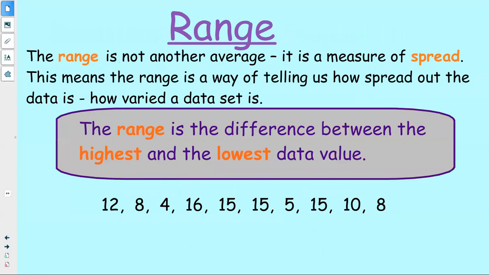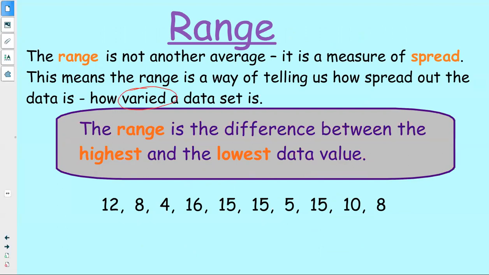Range. Let's go on to the range. So the range is not an average, it's a measure of spread. This means the range is a way of telling us how spread out the data is, how varied a data set is. So the range is the difference between the highest and the lowest data value. So how varied it is, that's a nice word, the varied word, or the spread.